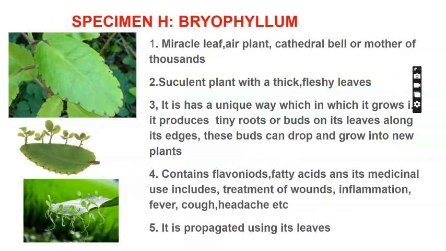Then move on to our next specimen, which is specimen H. It is a Bryophyllum. This plant has so many names because of the numerous benefits which this plant has. It is popularly known as the miracle leaf, but sometimes we call it the cathedral plant, the mother of thousands and thereabouts. Then the description of this plant.